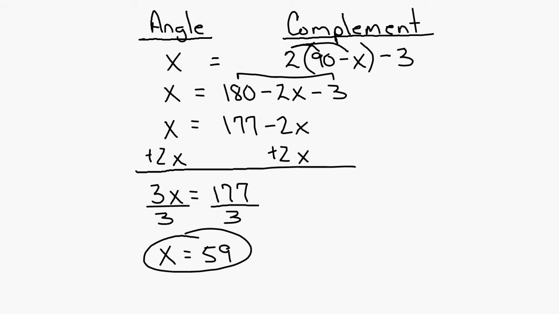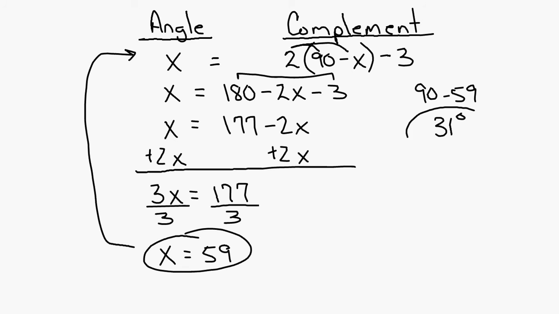So now look, if x is equal to 59, x was the original angle, wasn't it? But they asked you to find the complement. So wouldn't the complement be 90 minus x? So the complement would be 90 minus 59. So the complement would be 31 degrees.